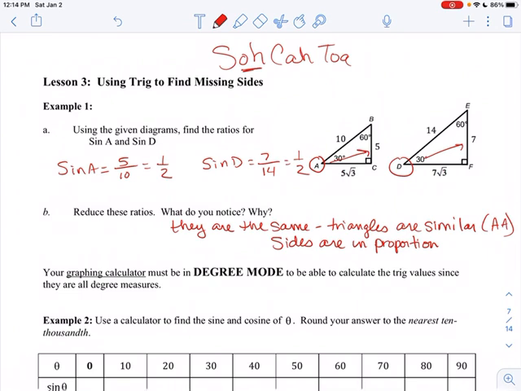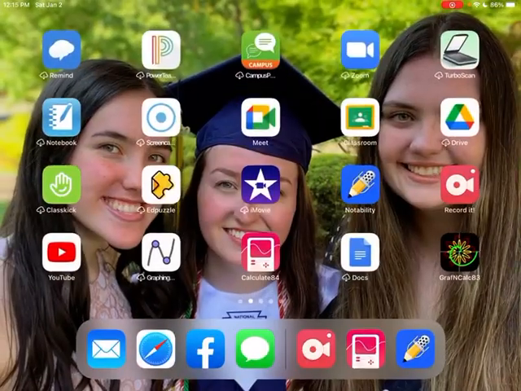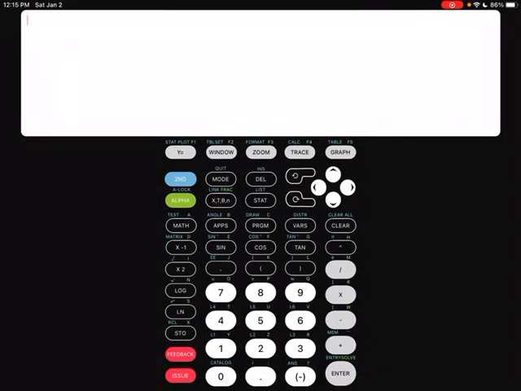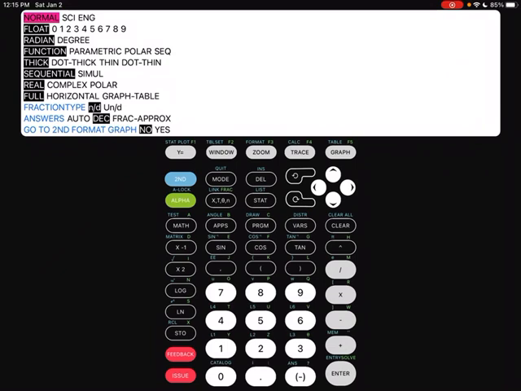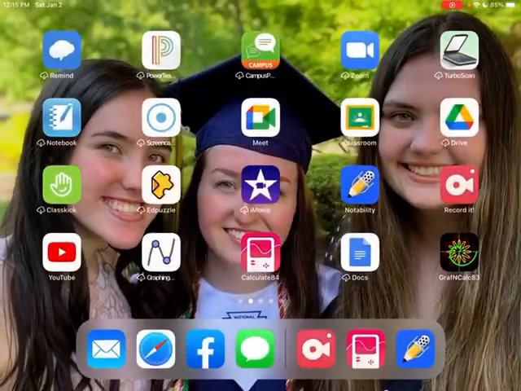Very important: your calculator needs to be in degree mode in order to calculate trig ratios. When you reset your calculator, it's going to be in radians. If you hit the mode button right here, see how it's in radians? I'm going to scoot down and over to the right, and hit enter. I want it to be in degrees. Make sure your calculator, whether an actual TI-84 or this app on your phone called Calculate 84, is in degree mode.